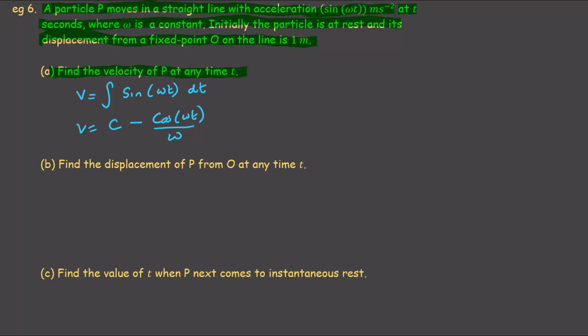And we know from the information up here that v equals 0 when t equals 0. So 0 is equal to c take away, now cos of 0 is 1, over ω, and that means that c is 1 over ω. So v is going to be 1 over ω (1 take away cos ωt).